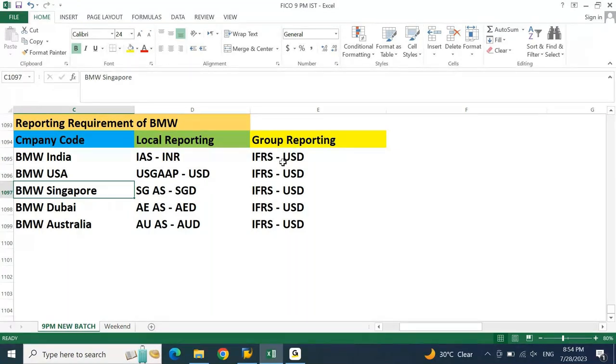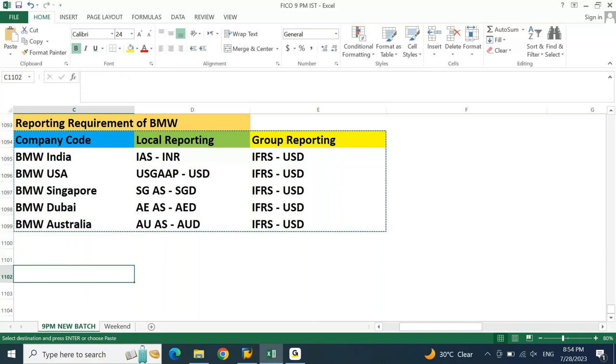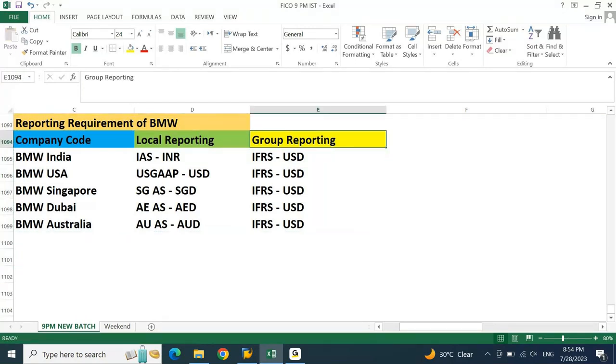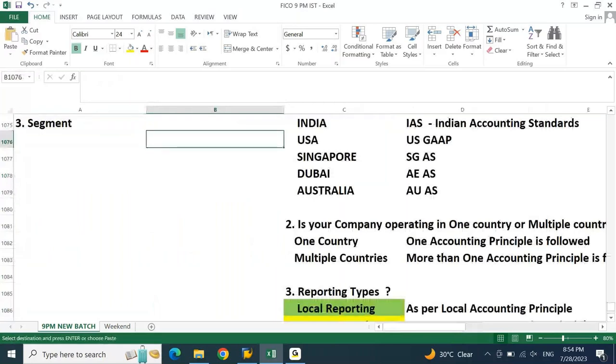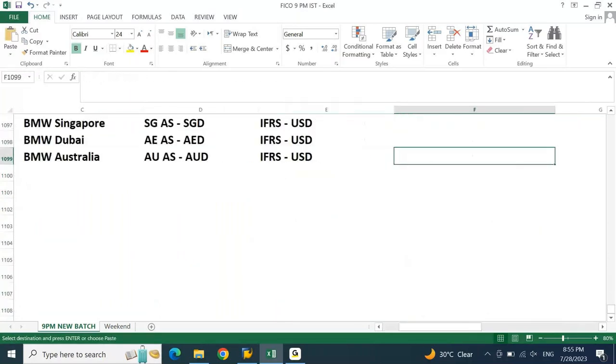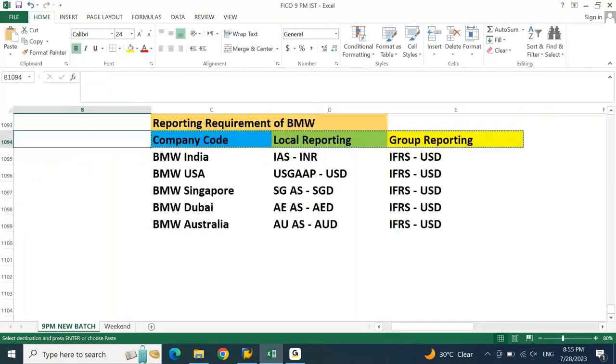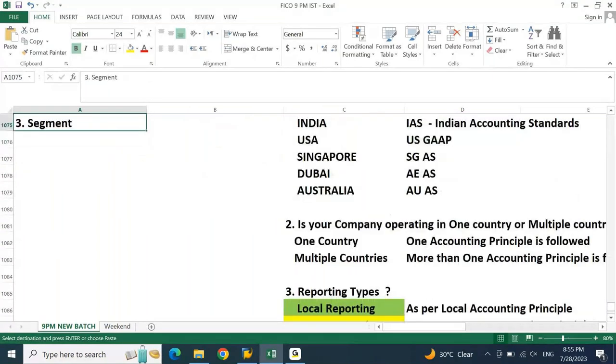Okay. Now, this is the basic example, the basic logic that we need to understand: local reporting and group reporting. Why do we have to do this local reporting and group reporting? I will take a simple example, writing everything not at the left, but make sure you don't get confused when you refer to this Excel sheet. I started writing from here instead of the left.